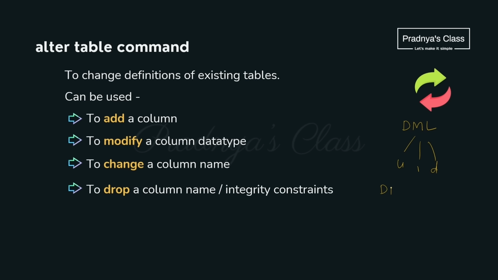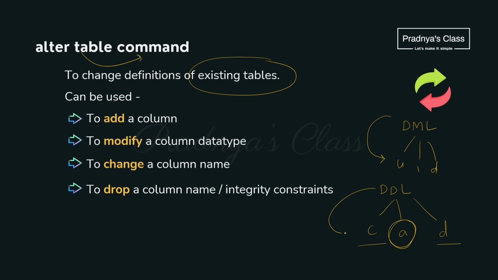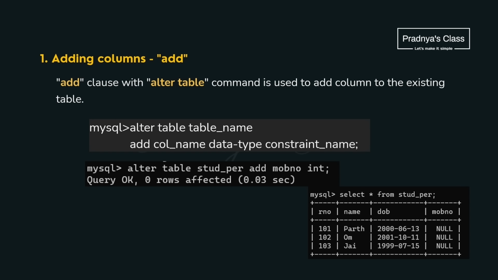And here are the commands of DDL category C, A and D. We discuss create, we discuss drop. Now it's time to discuss alter table command. Generally with the DML command we can change in the record, but with DDL command we can change the structure. This is very versatile. We can use it to add the column, to modify the column, to change the column name or to drop the column. Let's try to understand in short.